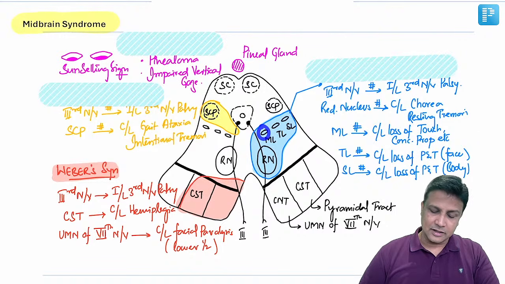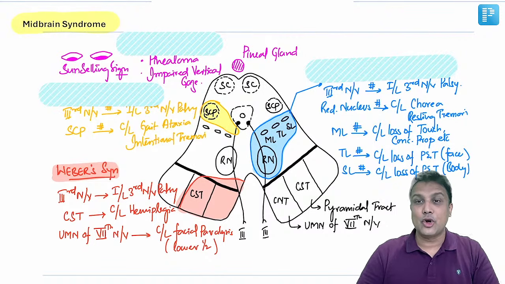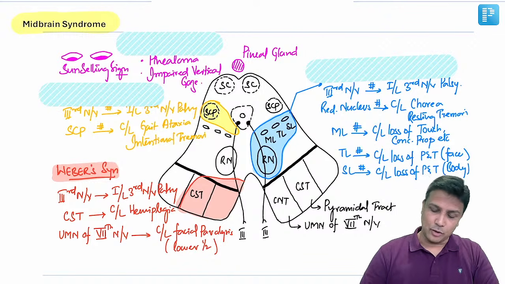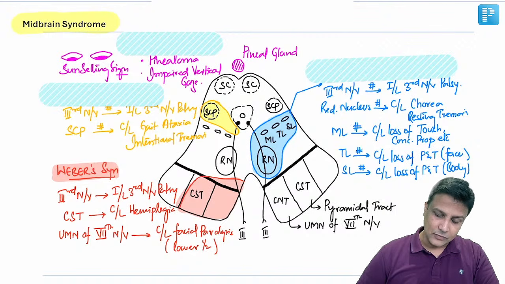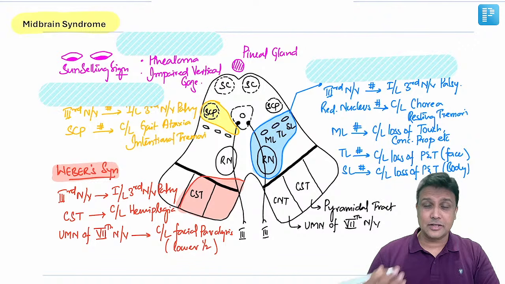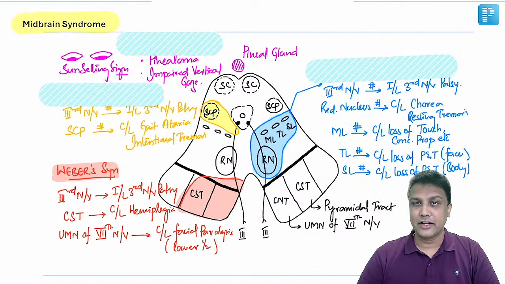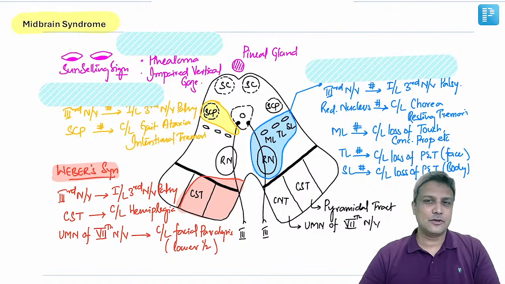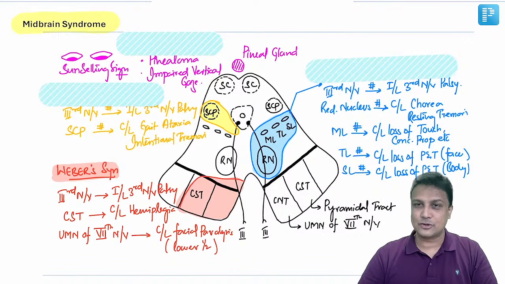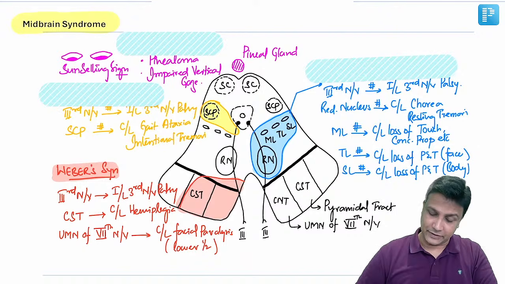Medial lemniscus, remember, it is the continuation of the dorsal column tract, fasciculus gracilis and cuneatus. If that is gone, it will lead to contralateral loss of touch, pressure, as well as conscious proprioception and all those things. And then the trigeminal lemniscus. It comes from your trigeminal nerve and carries the sensory supply from your face. So there will be loss of pain and temperature from the face.